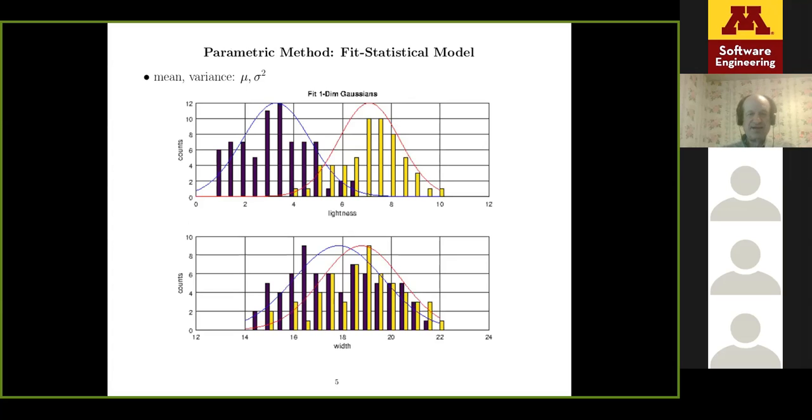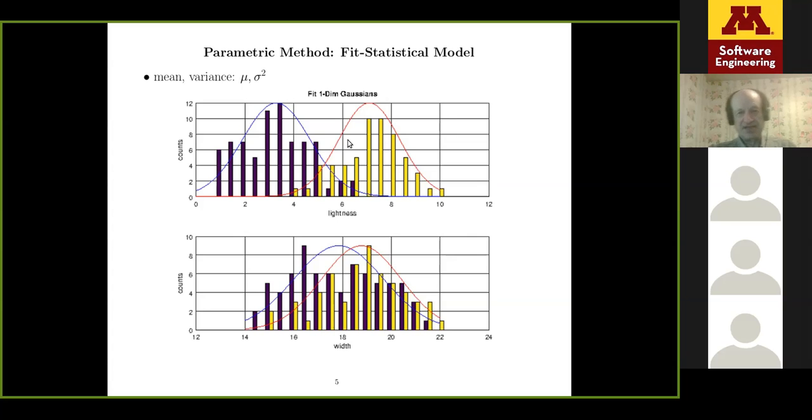And that is called the parametric method. Instead of remembering all of the data, you reduce it to a few parameters that give you an approximation of how the data is distributed. The simplest one is to compute the mean and variance of each class. So you have two curves here. The blue curve gives you the bell curve that fits the salmon, and the red curve gives you a bell curve that fits the sea bass.